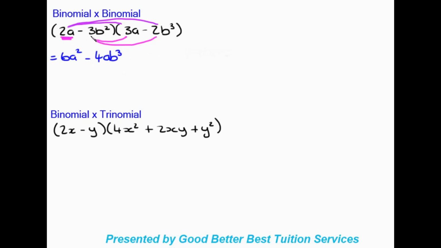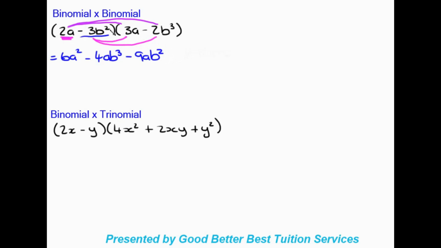Now what we do is we move on to this second term over here. And remember the second term is also going to times the first term and second term in the next bracket. So negative 3 times 3, that's going to give us negative 9. Then we're going to have that a, which times nothing, and then b squared.